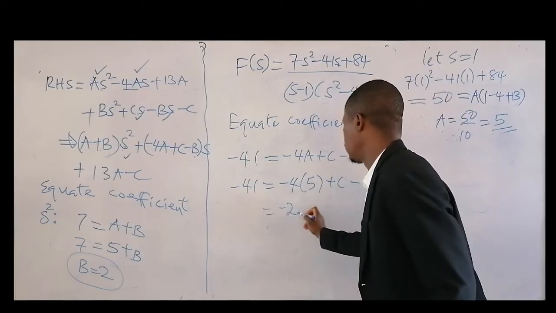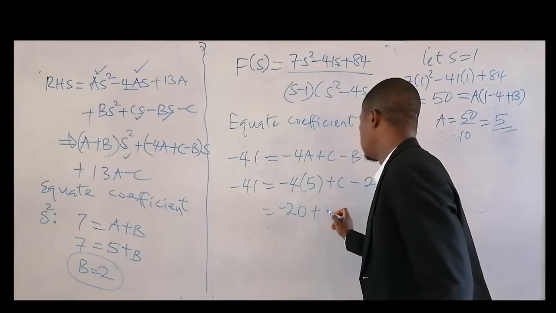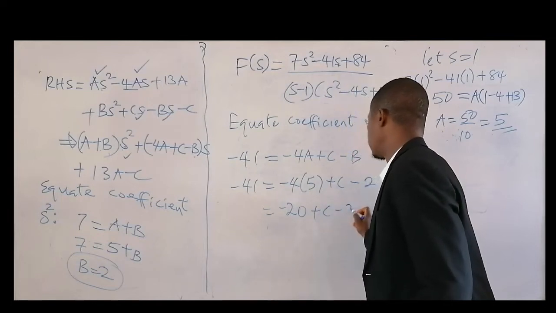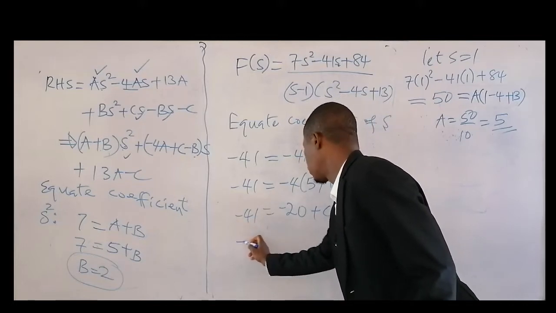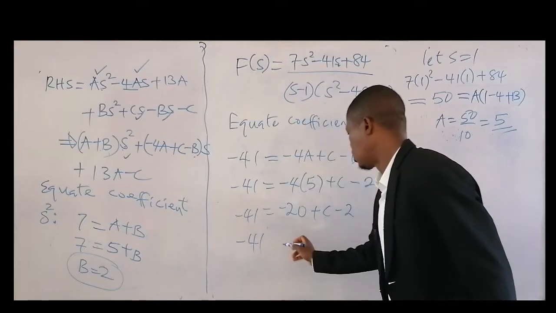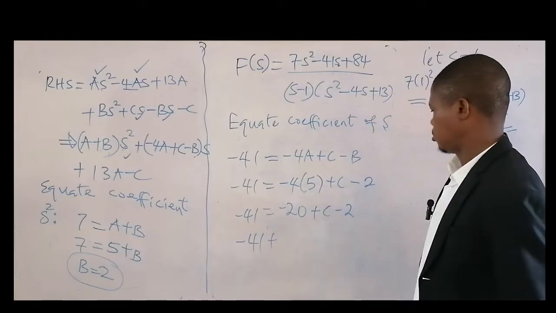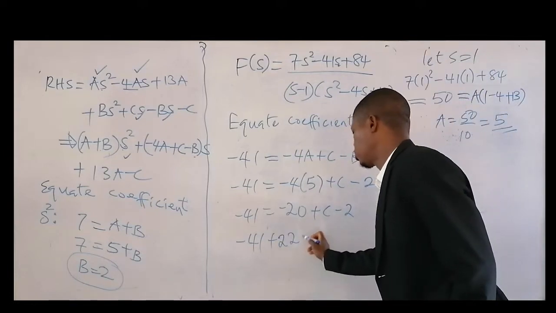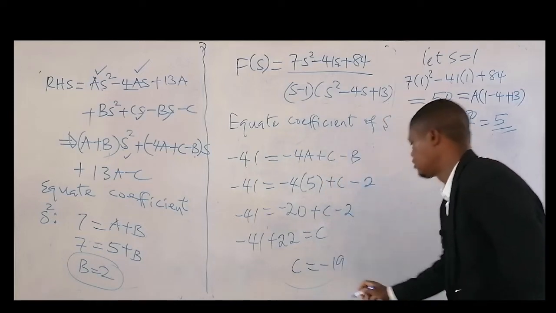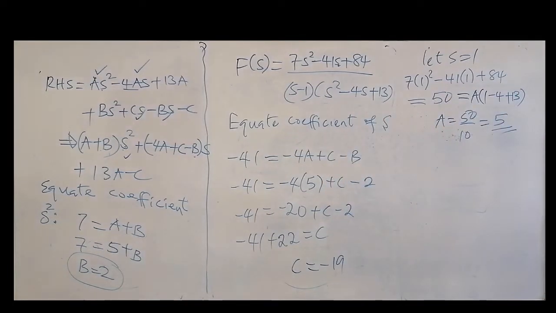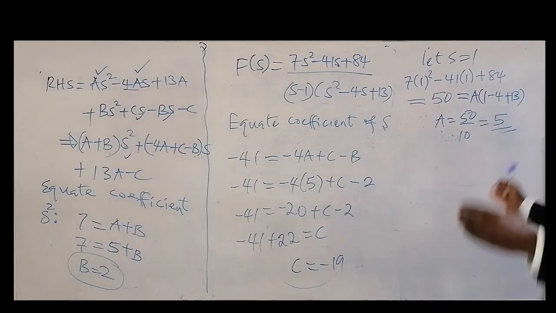And that's minus 20 plus c minus 2. So that will be minus 41 plus 22 equal to c. C is equal to minus 19. So we've gotten all of them the first time.